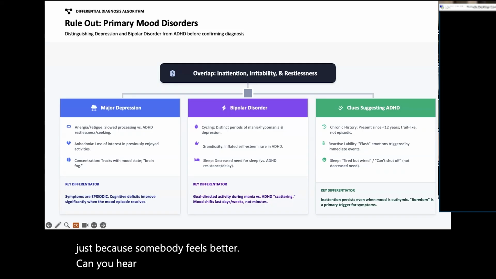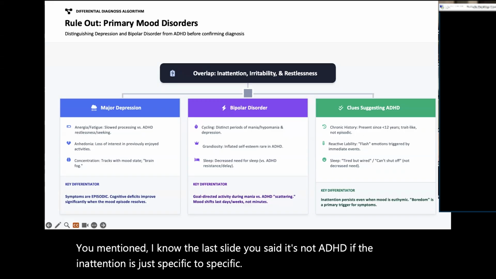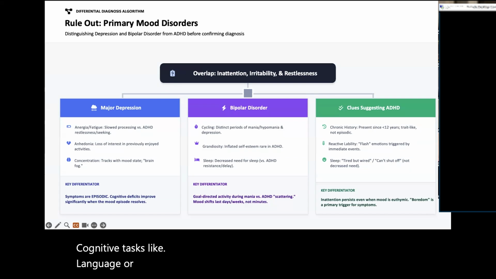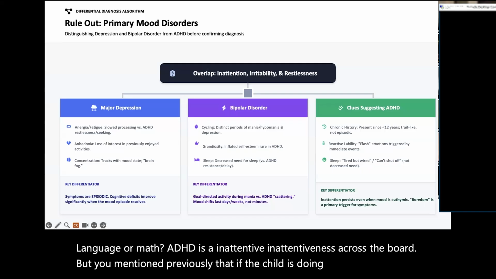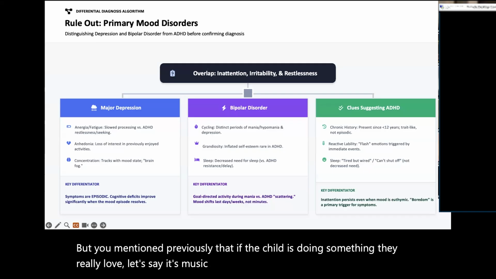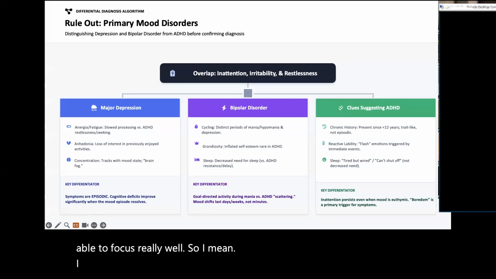Can you hear me? Yep. You mentioned, I know in the last slide you said not ADHD if the inattention is just specific to specific cognitive tasks like language or math. ADHD is inattentiveness across the board. But you mentioned previously that if the child is doing something they really love, let's say it's music or drawing or painting, then they might be able to focus really well. So, can you clarify, are there exceptions then with ADHD where a child can actually focus?